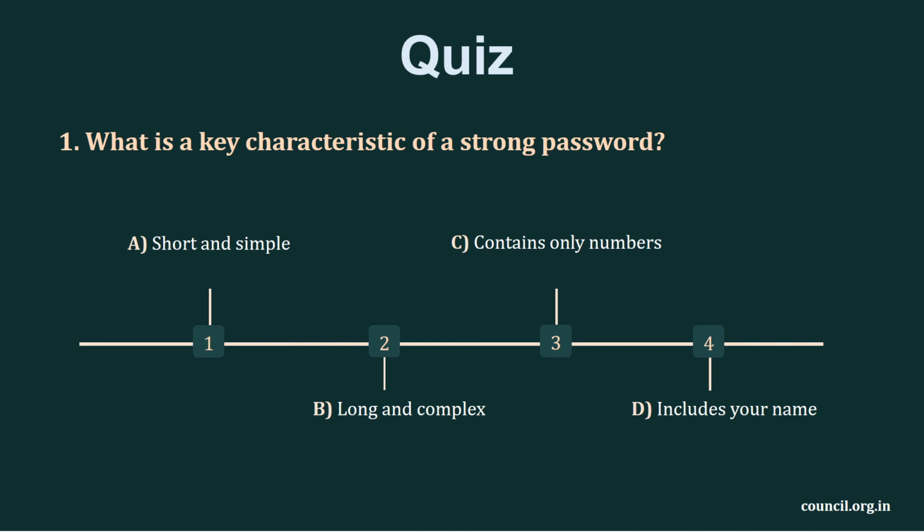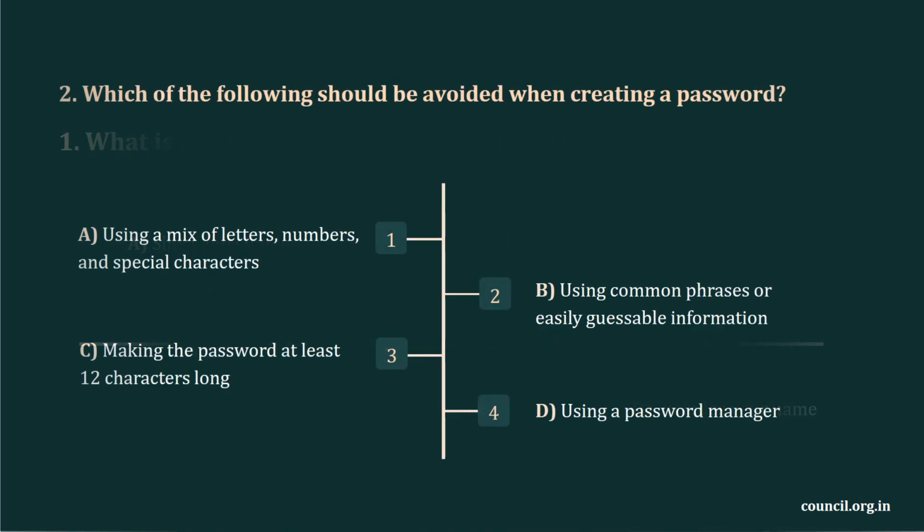Quiz. 1. What is a key characteristic of a strong password? A. Short and simple. B. Long and complex. C. Contains only numbers. D. Includes your name. 2. Which of the following should be avoided when creating a password? A. Using a mix of letters, numbers, and special characters. B. Using common phrases or easily guessable information. C. Making the password at least 12 characters long. D. Using a password manager.